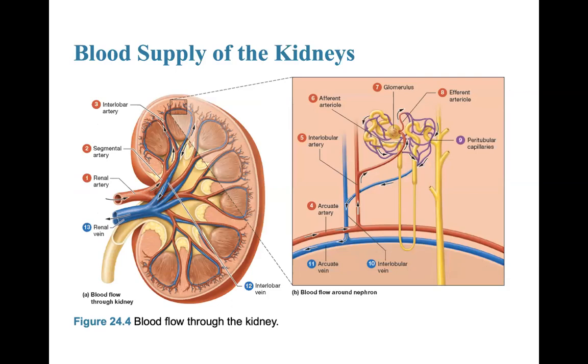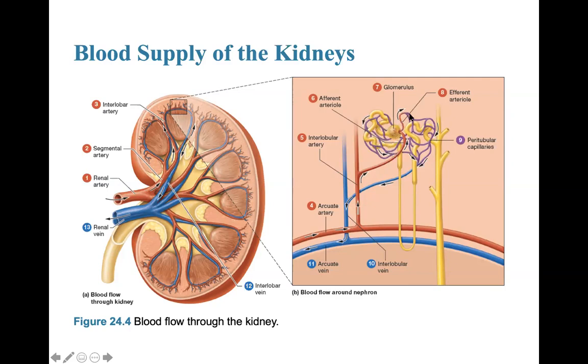So here you can see the blood supply from the renal artery to the segmental artery to the interlobar artery. And then you have the arcuate artery, which is going to feed into one of these little networks here, then into the interlobular artery, which will feed into an afferent arteriole. The glomerulus is your first capillary bed.